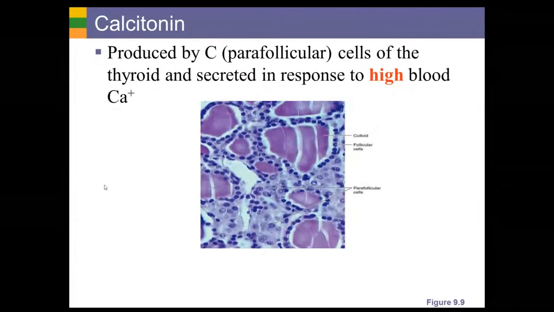Okay, so I mentioned that calcitonin is produced by the thyroid gland. We don't consider it a thyroid hormone. It is a hormone that's produced by the thyroid gland, but when you hear the term thyroid hormones, calcitonin is not typically what is being referred to. That is T3 and T4. It's produced by other cells in the thyroid gland, but it is released by the thyroid gland. Calcitonin is released in response to high blood calcium. So if you ate a meal that was high in calcium and your blood calcium levels increased, calcitonin would be released by the thyroid gland.